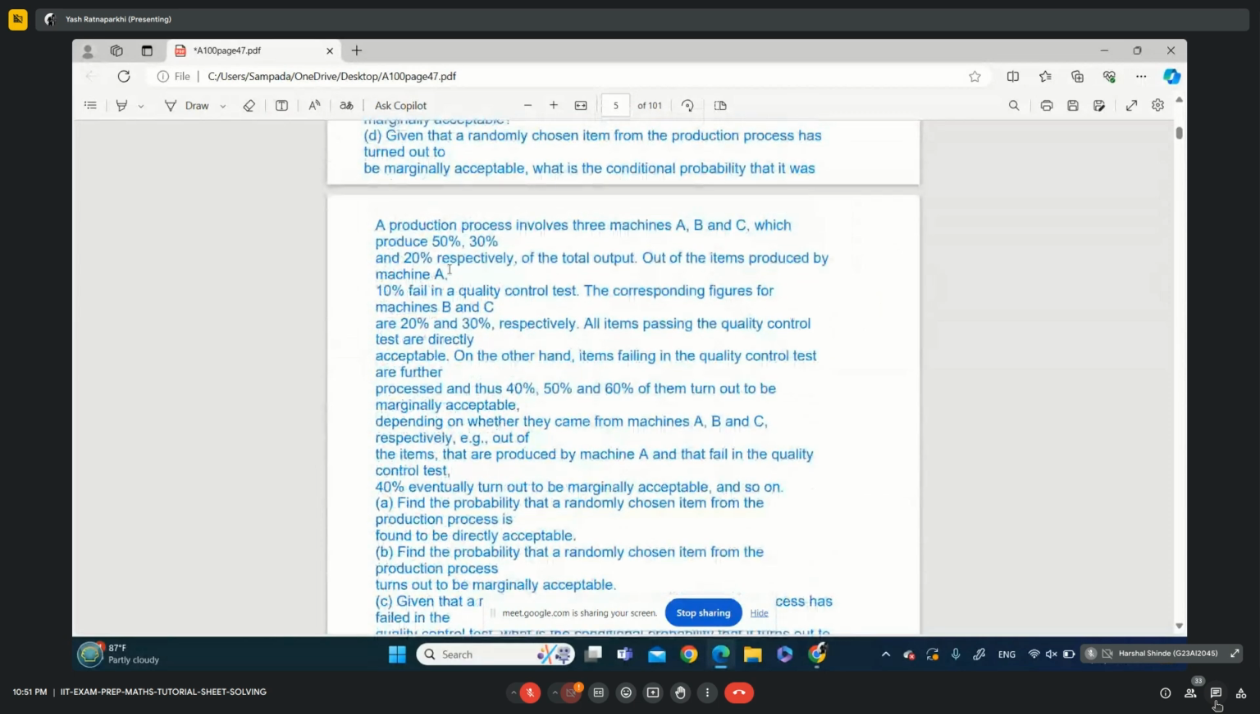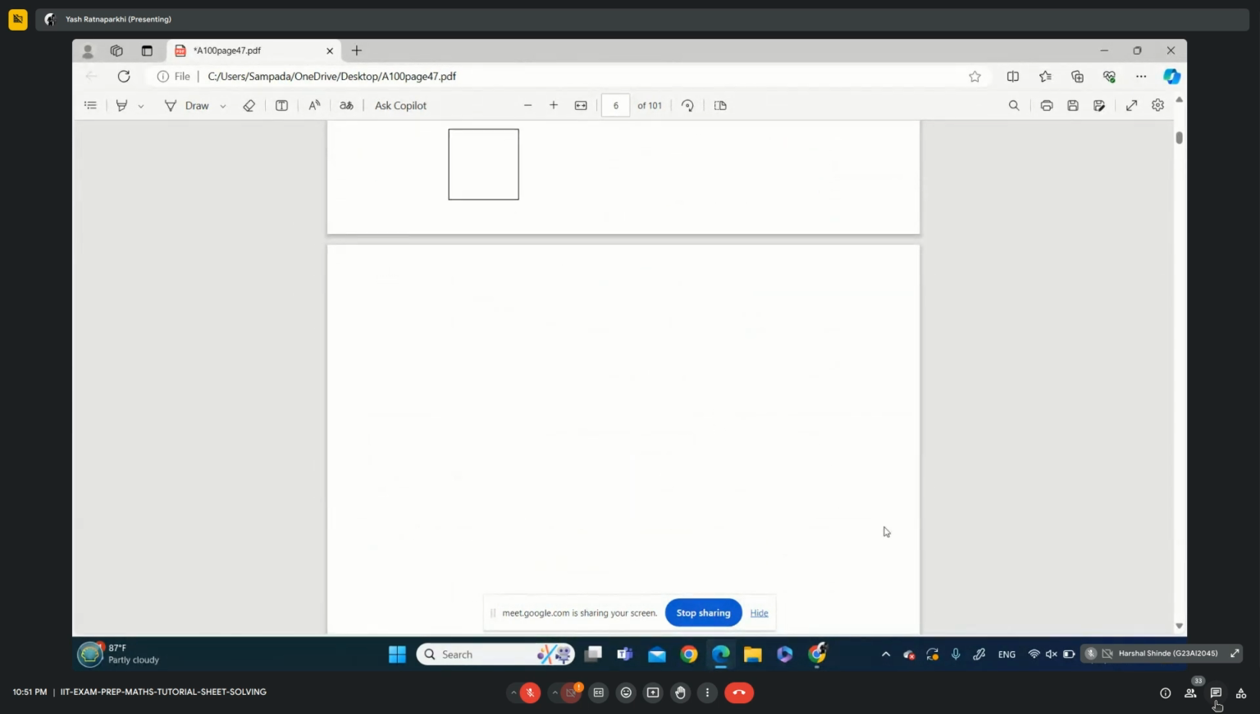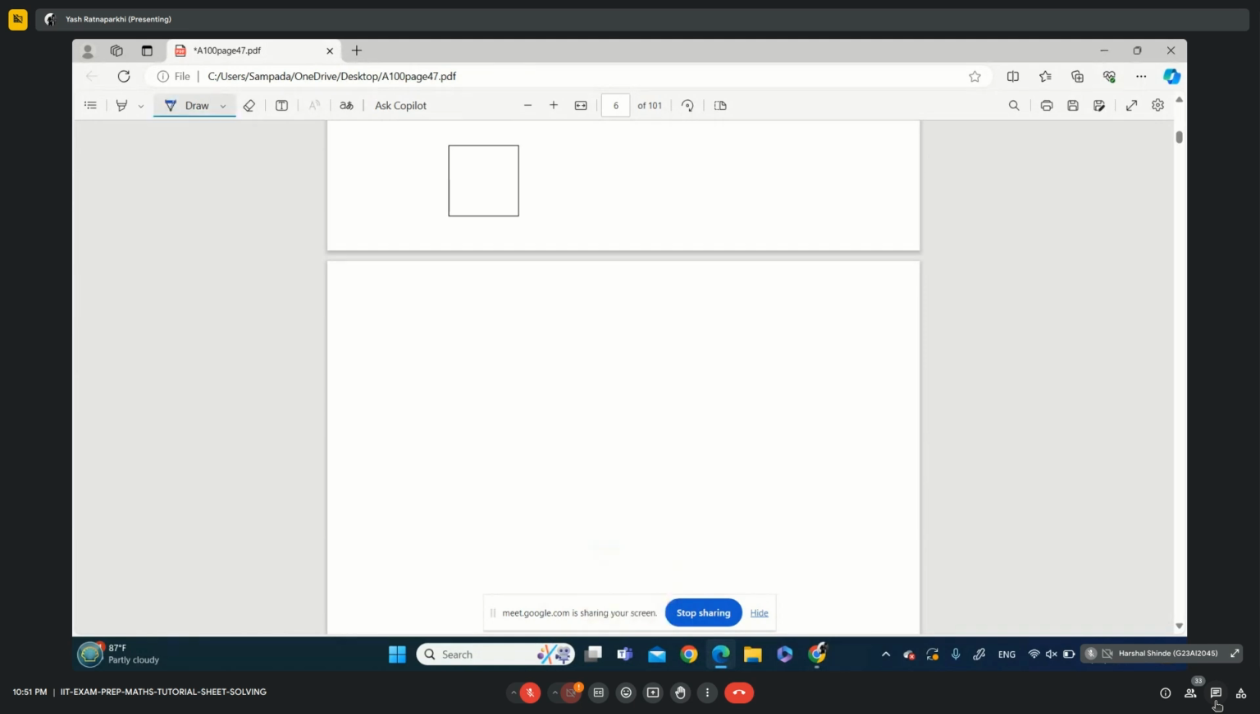Yeah, the question is quite big in itself, but it is very easy when we boil it down. So the question says a production process involves three machines A, B, and C, which produce 50, 30, and 20% respectively. This is the case we were discussing yesterday. For Bayes theorem, the probability of A is given as 50%, that is 0.5.